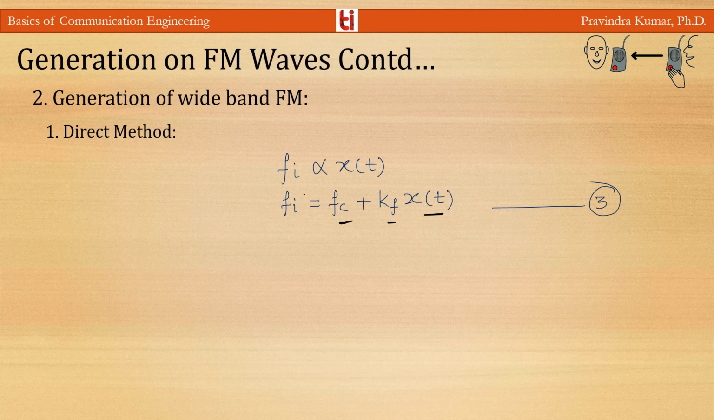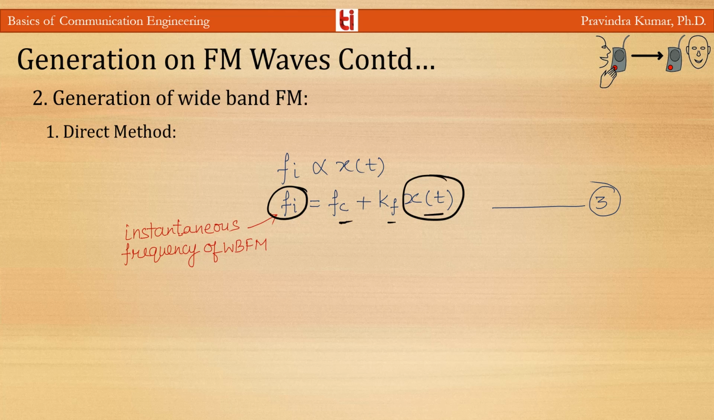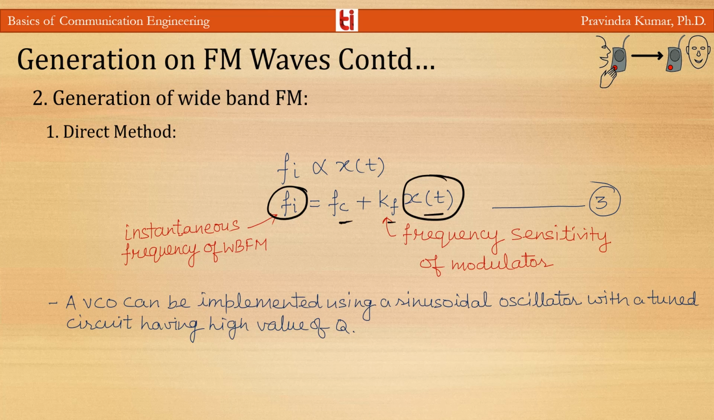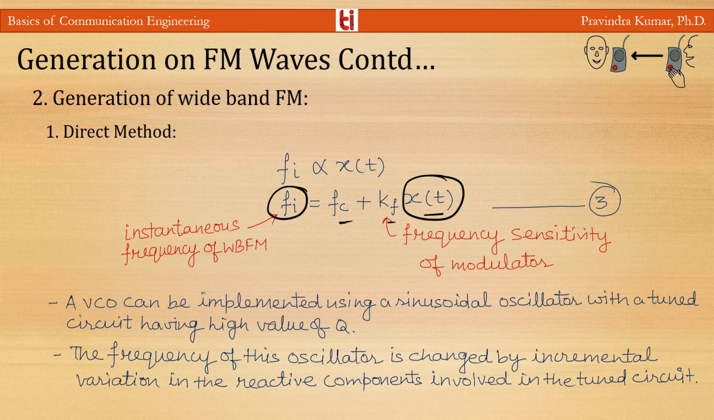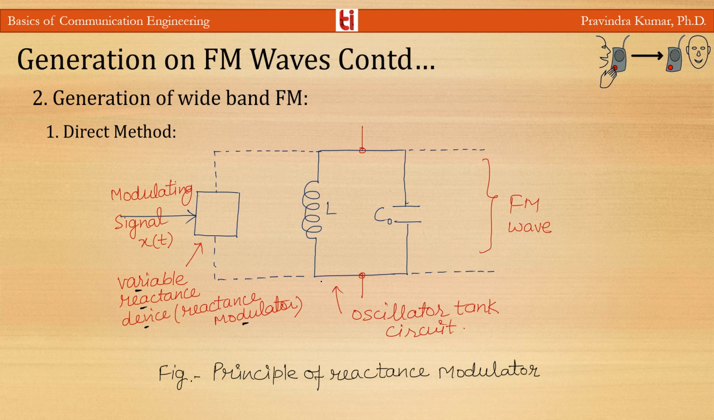So there is a linear relation between the instantaneous frequency and the modulating signal. Here Fi is the instantaneous frequency of wideband FM and Kf is the frequency sensitivity of the modulator. A VCO can be implemented using a sinusoidal oscillator with a tuned circuit having high quality Q. The frequency of this oscillator is changed by incremental variation of the reactive component involved in the tuned circuit, and this is the tuned circuit, and the modulating signal is applied to the variable reactance device or reactance modulator.